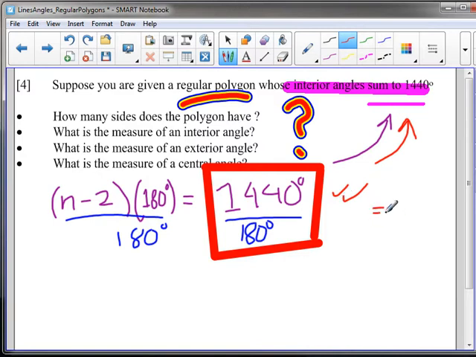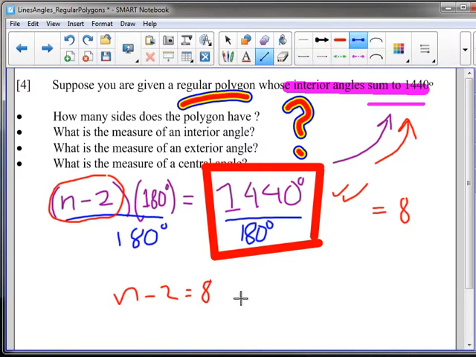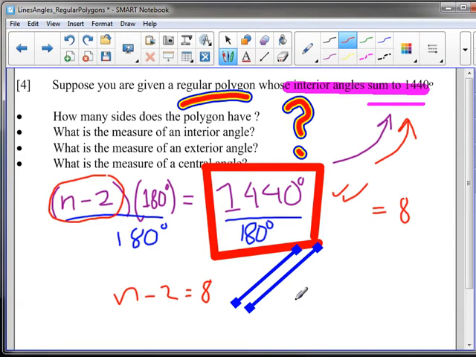So what does that mean? It has 8 sides? Of course not, because that's n minus 2. So I've done all this work, and what that is really telling me is that this thing has got 10 sides. Thinking backwards, what we're really saying is that n must be 10.